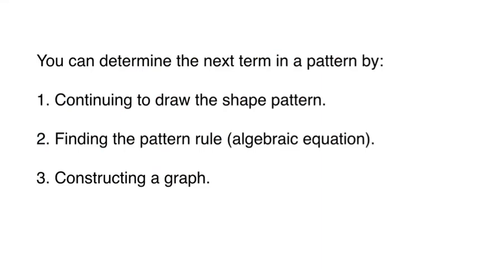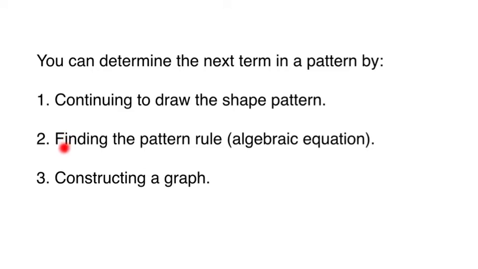So in summary, in this lesson, we learned how to predict the next term in a number or shape pattern using 3 different methods. First, you can determine the next term in a pattern by continuing to draw the shape pattern. And so if there's 4 squares in the first frame, you can continue to add on those squares in the next frame and in the next frame and so on, and count the squares to see what the next number would be.